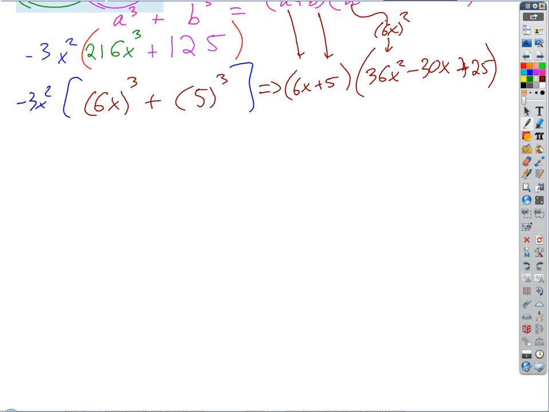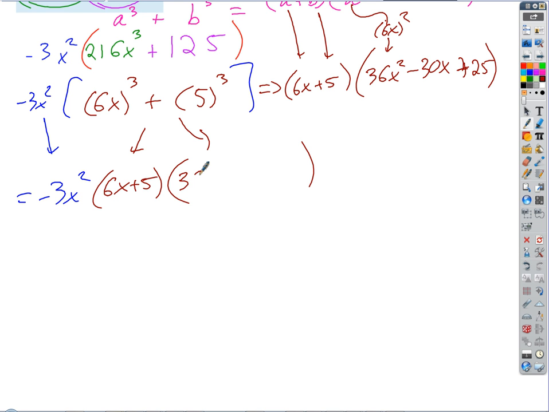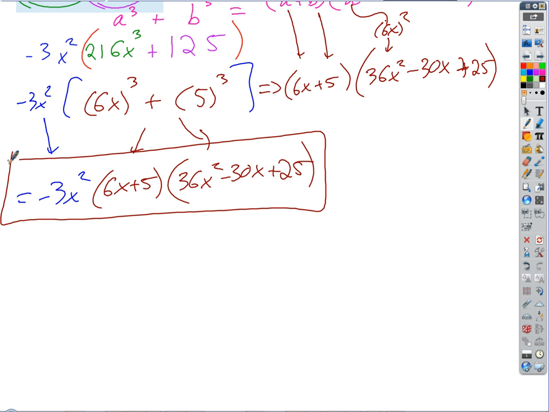So what's our answer gonna look like then? We've got this negative 3x squared out front, that's our greatest common factor. But this part right here, by the sum of cubes pattern, broke up into the quantity 6x plus 5 times the quantity 36x squared minus 30x plus 25. So that's it. Okay, make sense? Yeah. All right, how about it?